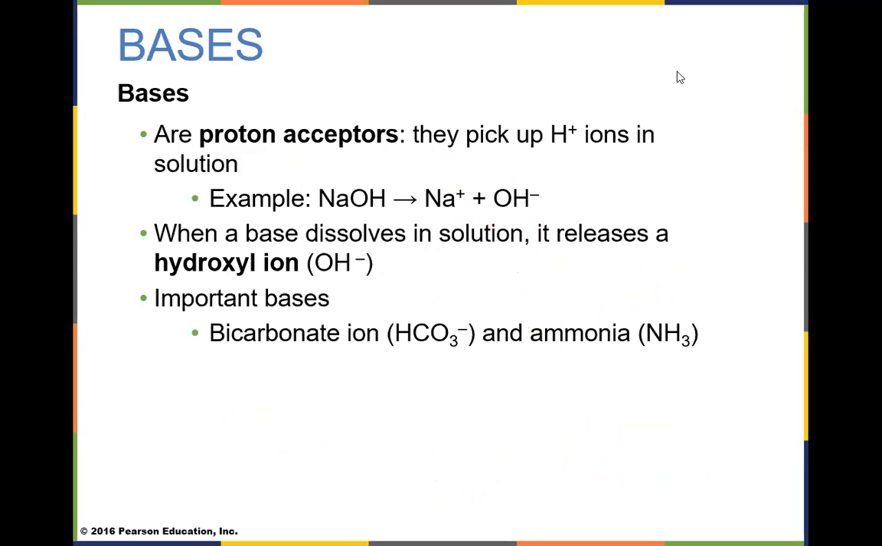So acids will give off protons, and bases will accept those protons. Those protons are going to get accepted by the hydroxyl ions. And in our bodies, we use bicarbonate all the time, and we use ammonia as very powerful bases in our body.